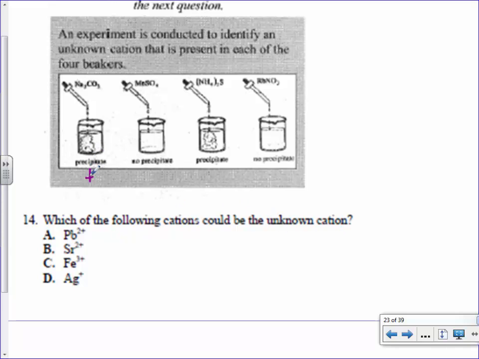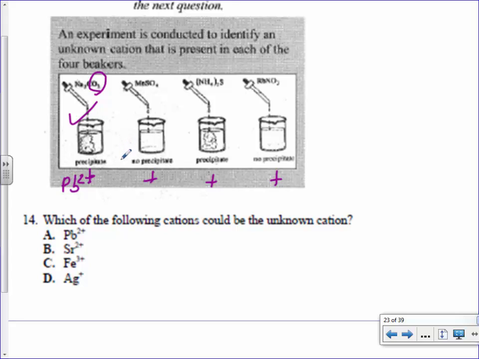So there must be a positive ion in all of these things here. And in two of the beakers, it does form a precipitate. And in two of the beakers, it doesn't. So I'm going to walk through all four of these choices and see whether it works. So let's see whether it's Pb2+. What would happen if Pb2+ went with CO3? Looking in my table here, CO3 with Pb2+ would be in the bottom category, which means it would be solid. And look, there's a precipitate. So that makes sense if it was Pb2+.